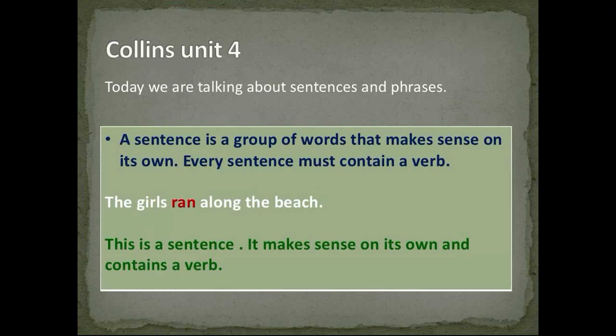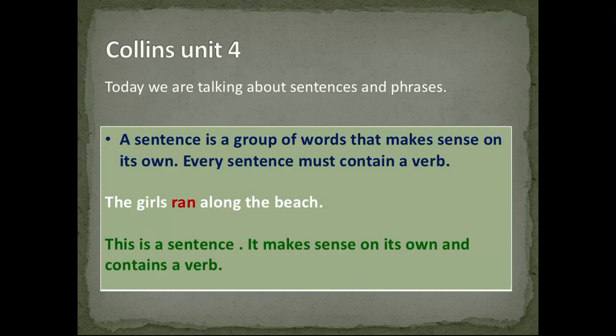So let's see this sentence. The girls ran along the beach. Okay, so when I say the girls ran along the beach, you can understand what I'm talking about. You can understand the sentence and what it's saying. And it has a verb in it and it makes sense. It starts with a capital and ends in a full stop. That means it's a sentence. Okay, so again, how do you know it's a sentence? Because when you read it, you understand what it is saying, it has a verb, and it starts with a capital and ends in a full stop.